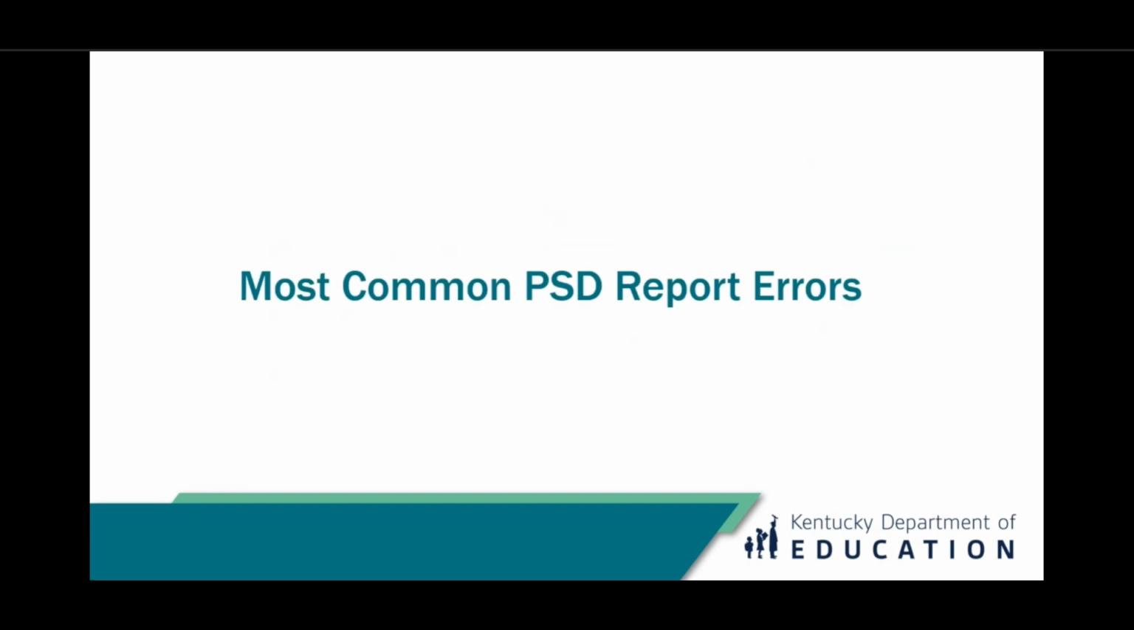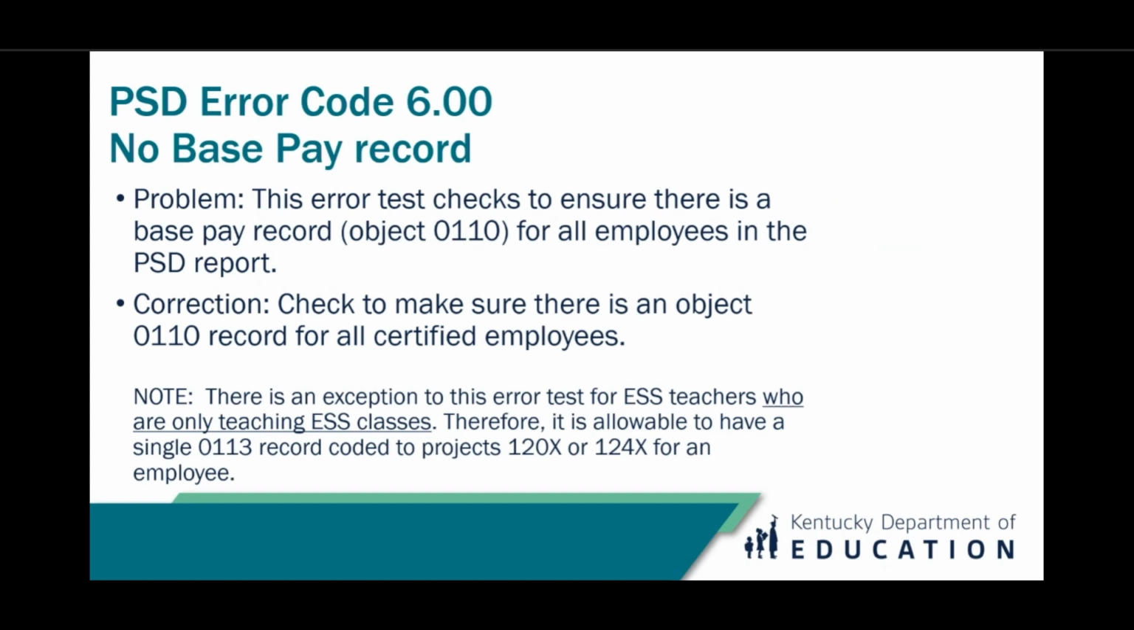So now we're going to talk about the most common PSD report errors. The first one is no base pay record, error code 6. The problem is that this error test checks to ensure there is a base pay record using object code 0110 for all employees in the PSD report. The correction here is to check to make sure there is an object code 0110 record for all certified employees.